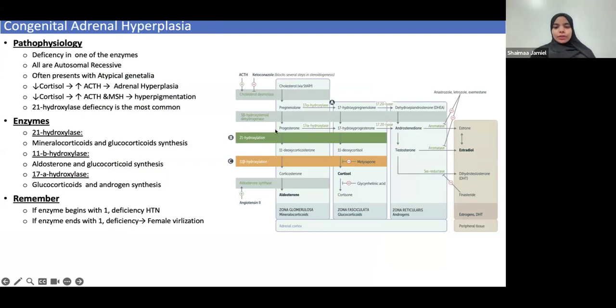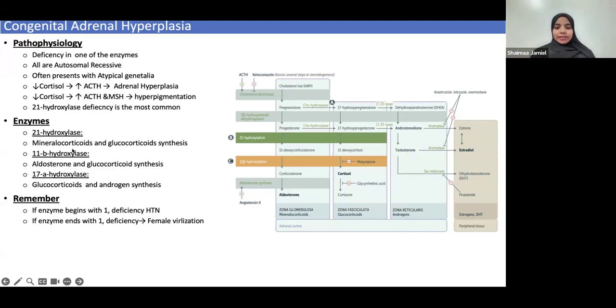So the most common one of them, though, is the 21-hydroxylase deficiency. As we said, in 21-hydroxylase deficiency, you have deficiency of mineralocorticoids and glucocorticoids, but you're going to have excess androgens. What does excess androgens do? It's going to cause virilization of the female genitalia. So they're going to have clitoromegaly, a lot of hair, and so on. That's for 21-hydroxylase because of the excess androgens, since ACTH also stimulates androgen secretion. So the more ACTH there is, the more androgen is going to be secreted.